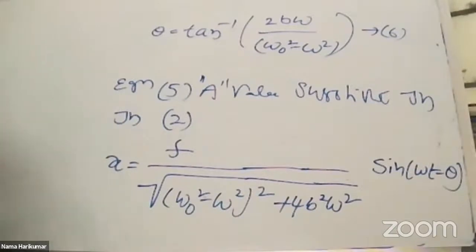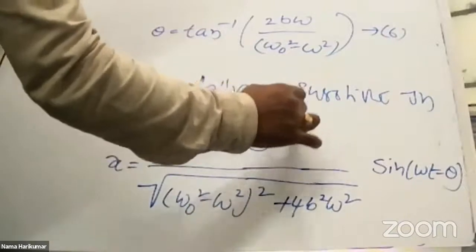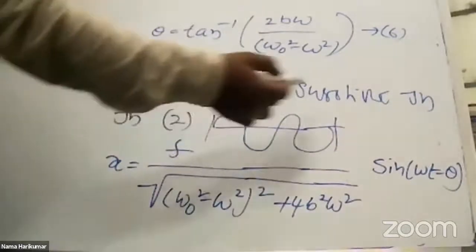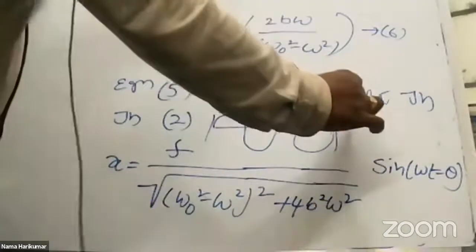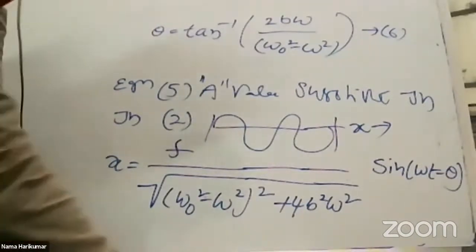The x value is the displacement of the wave, the propagation of the wave. Displacement means there is an initial point and we have to reach a final point. This is the initial point, this is the final point, and this is the displacement. The displacement along the x dimension is x equal to F by under root of omega naught square minus omega square whole square plus 4b square omega square into sine of omega t minus theta. That is the displacement equation.